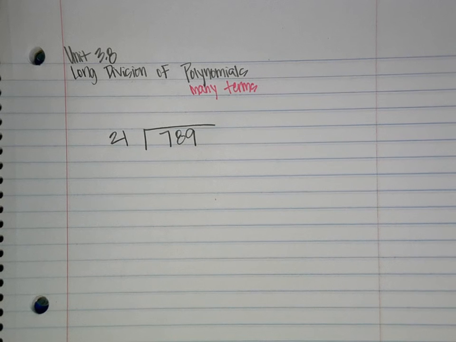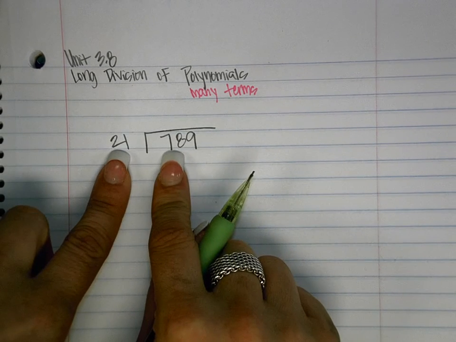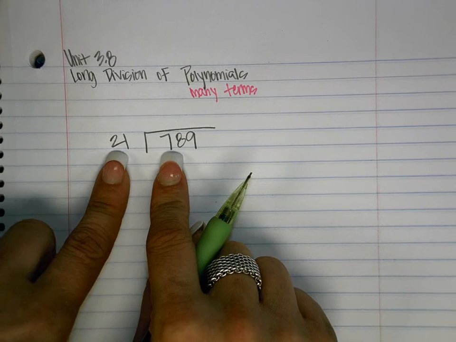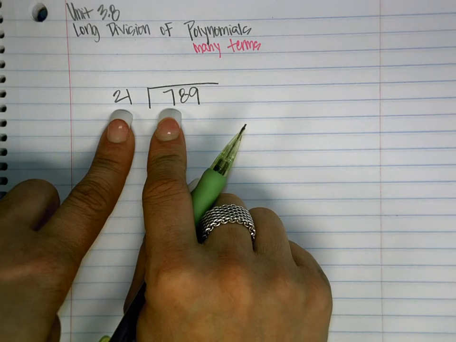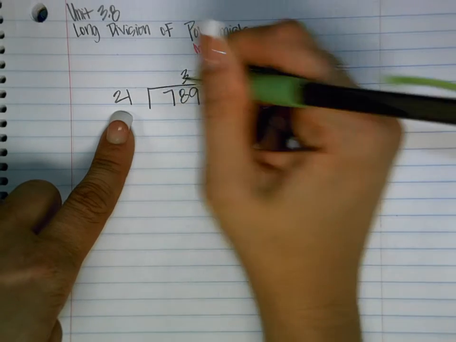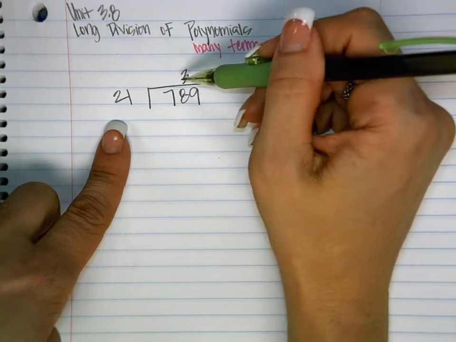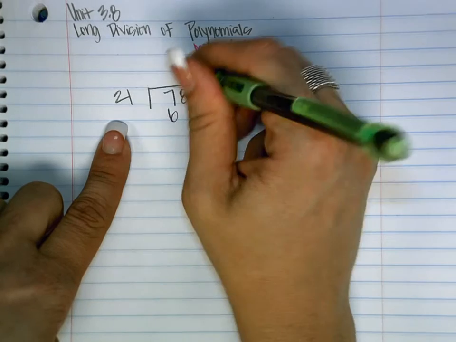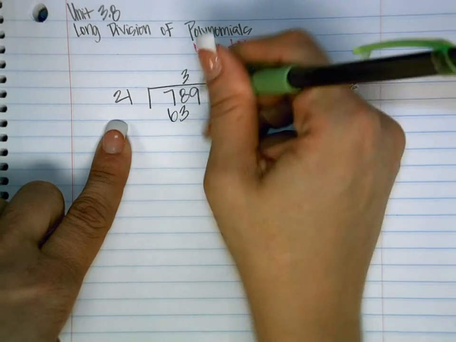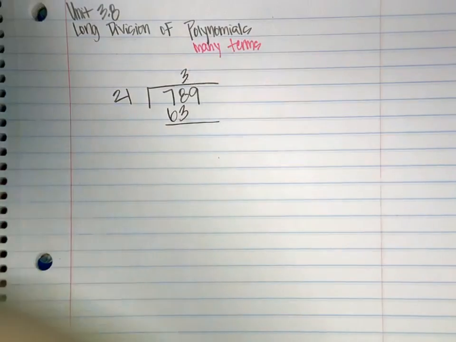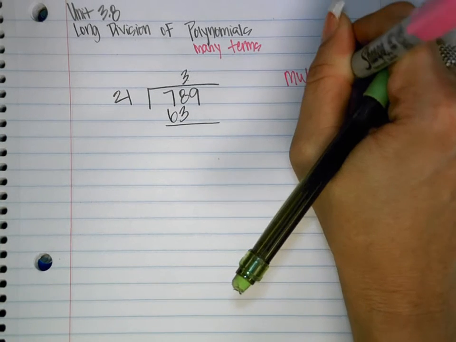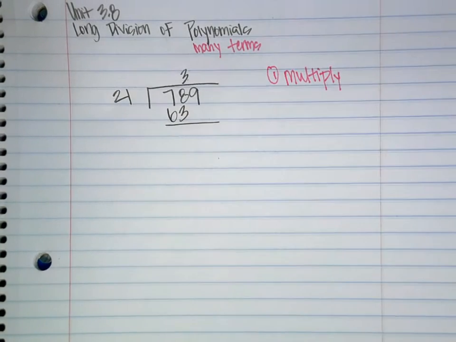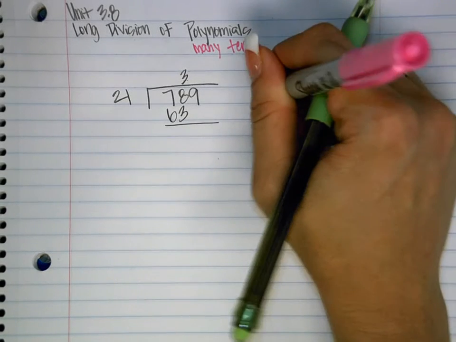Okay, so the first thing you would do is you would look at the first two numbers. And you want to think, how many times does 2 go into 7? 3. Okay? So you take 3 and you multiply. 3 times 2 gives you 6. 3 times 1 gives us 3. What's my next step? You subtract. Okay, so first I started by multiply. My first step was multiply. My second step is subtract.